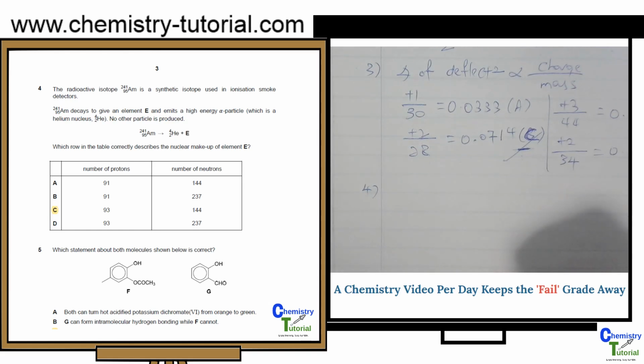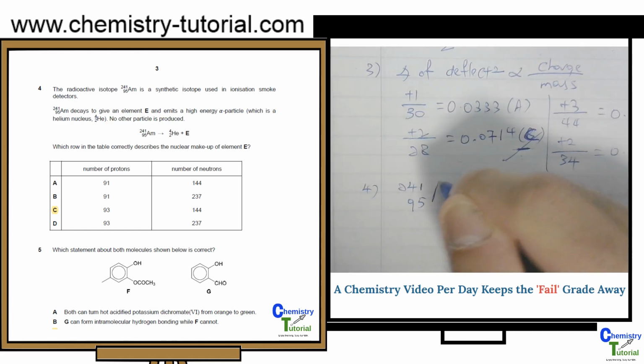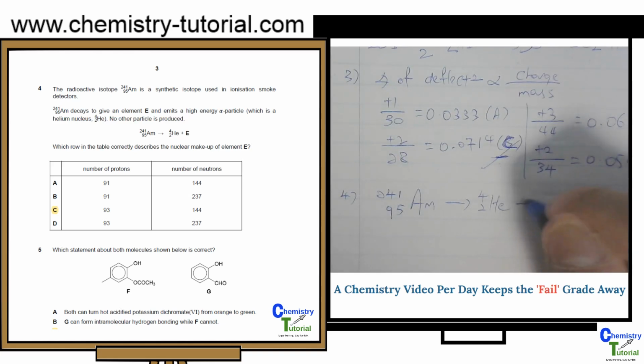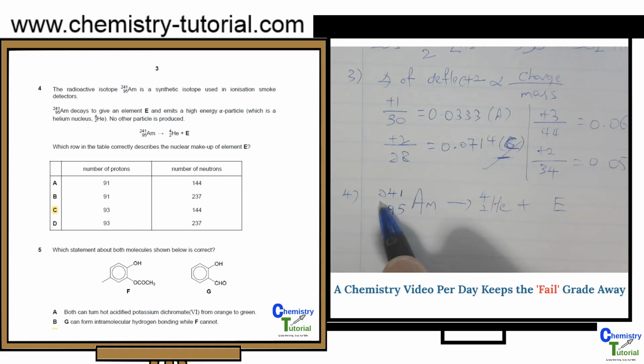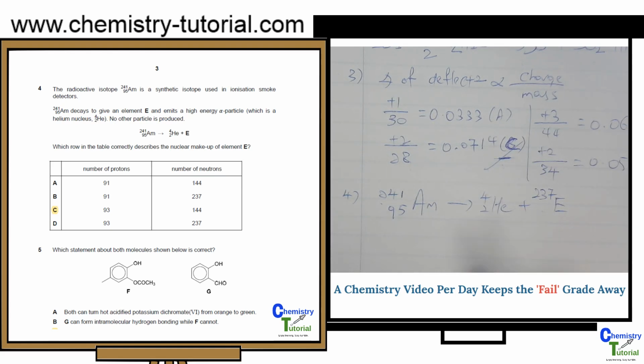Okay, it's not that difficult actually, because you have americium-241, 95 Am, giving you helium-4, 2 He, plus an electron. Now then, what is the mass number? Just 241 minus 4, which gives us 237. How about the proton number? 95 minus 2. So it gives us 93.